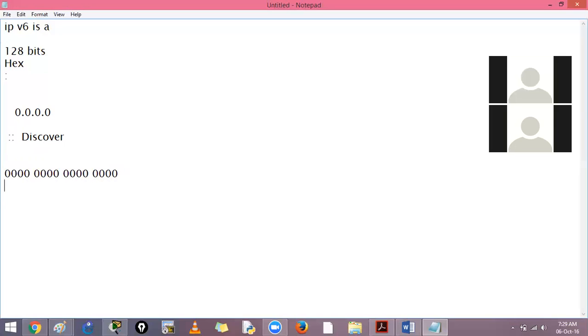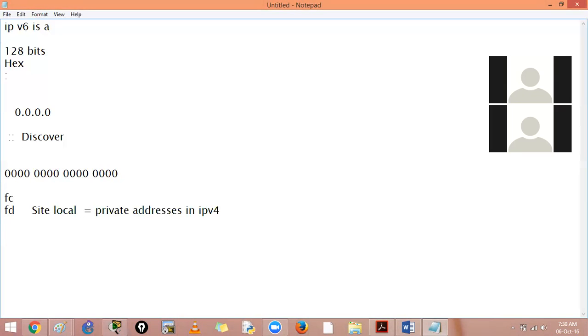You have your public addresses. Your private addresses should start from FC or FD over here. Okay, these are known as your site local addresses. Site local equals your private addresses in IPv4.